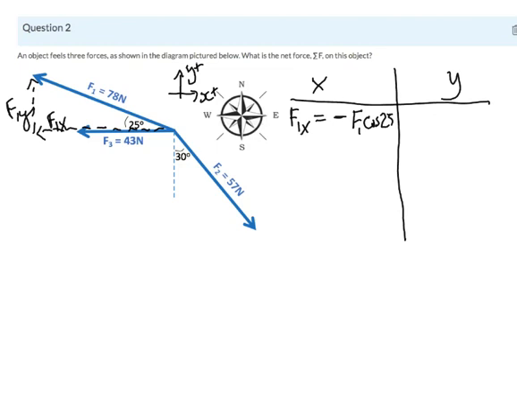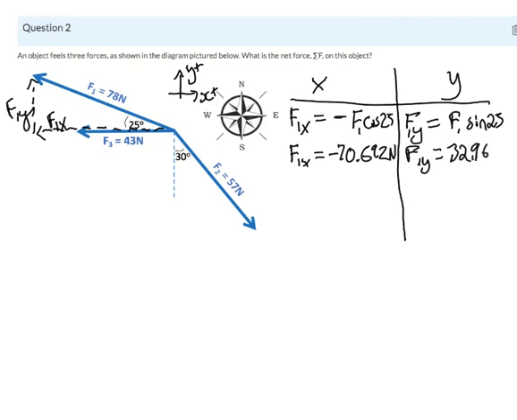F1 is 78 newtons, so we're going to do 78 cos 25, which is negative 70.692 newtons. And then there's F1y over here. F1y will be positive because you can see it's up, and it'll be F1 sine of 25. So calculating that, that'd be 78 sine 25, which is 32.964 newtons.